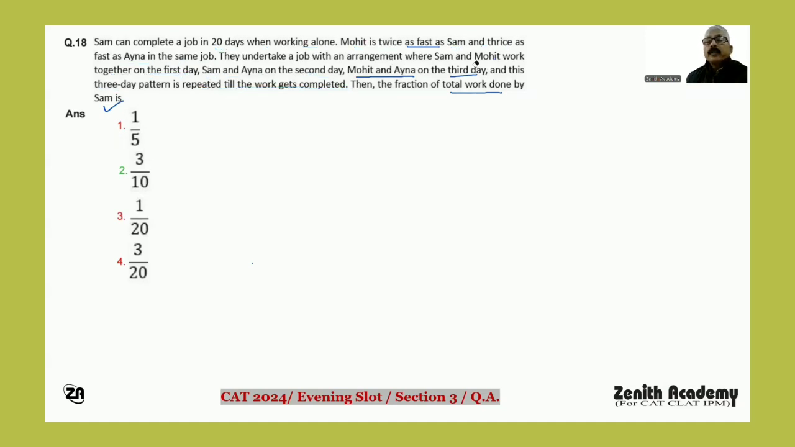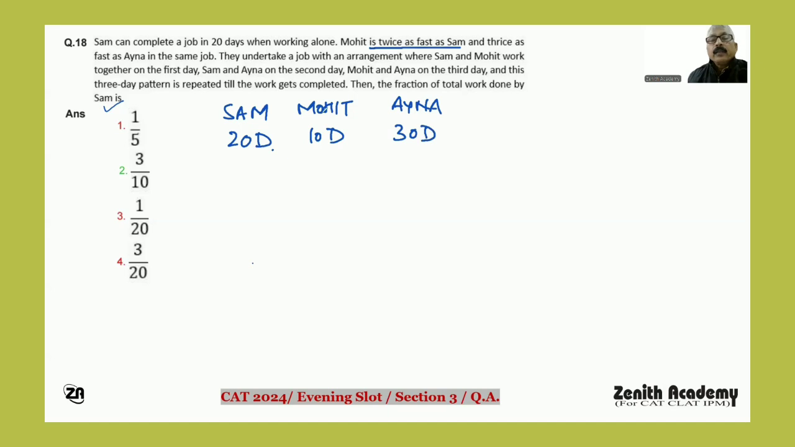So look here. It is given that Sam can complete a job in 20 days. So let us take Sam. Sam can complete the job in 20 days. Mohit is twice as fast as Sam and thrice as fast as Aina in the same job. So Mohit is twice as fast as Sam. So if Sam finishes the work in 20 days, Mohit will finish in 10 days, right? And thrice as fast as Aina. It means if Aina finishes in 30 days, then Mohit is finishing in 10 days, correct? I think it is clear.